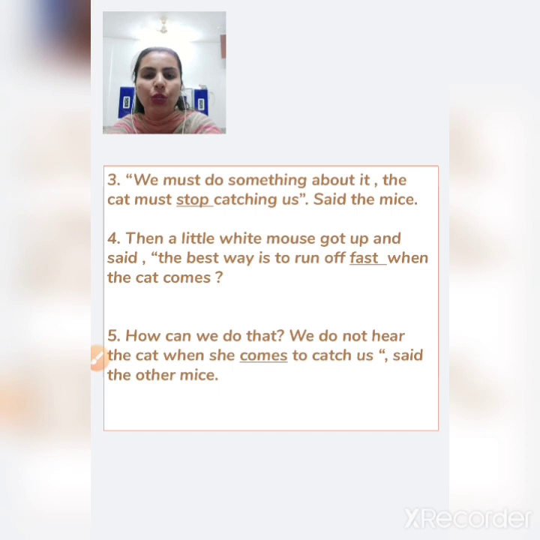Okay. Now see the next. We must do something about it. The cat must stop catching us, said the mice. And the underlined word here is stop. What is the underlined word here? The underlined word here is stop.